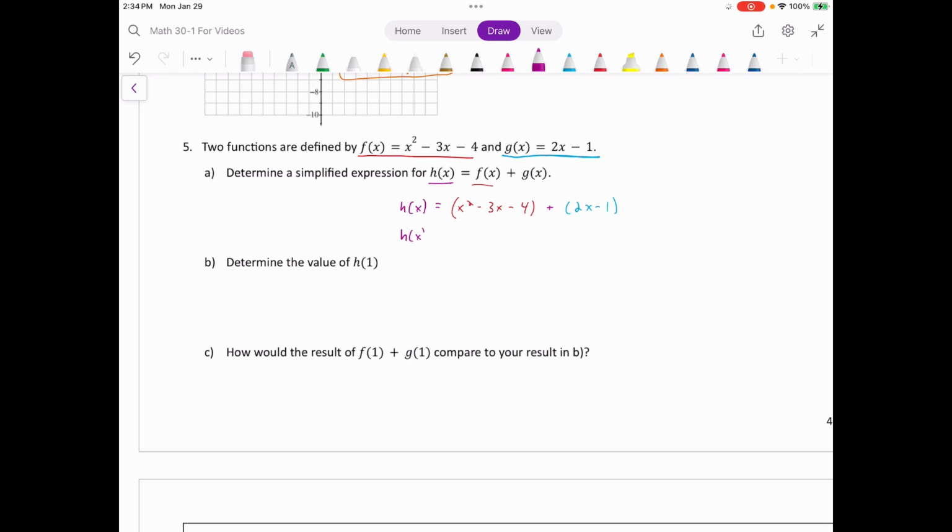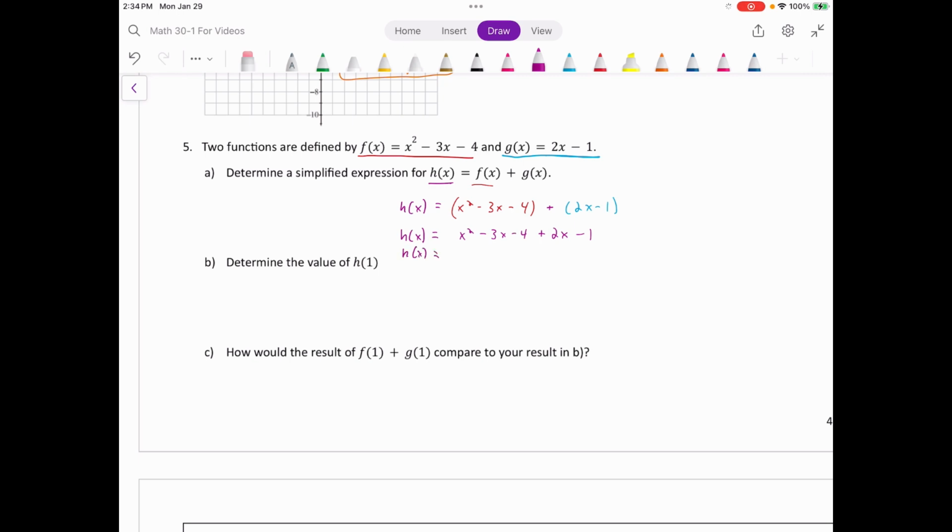And now all that's really left to do is simplify. So I've got x squared minus 3x minus 4, a plus here, so I don't have to worry about any double negatives or anything like that. I'm going to add the 2x. I'm going to add the -1. In other words, I'm going to subtract 1. And now let's just combine like terms to finish simplifying this thing.